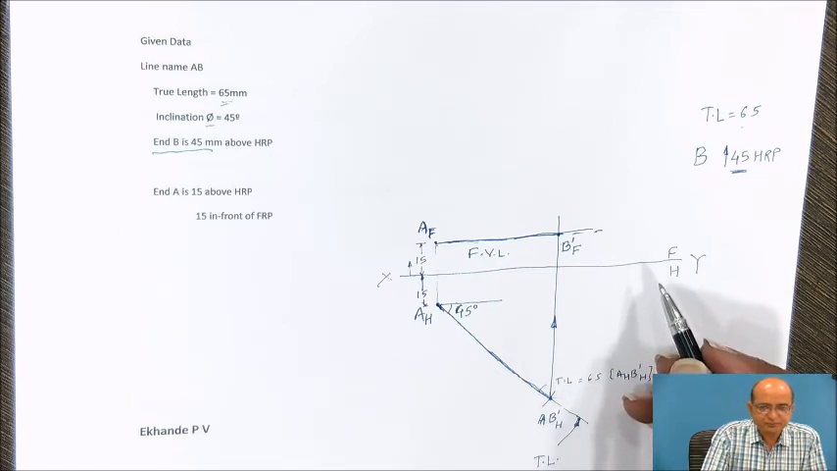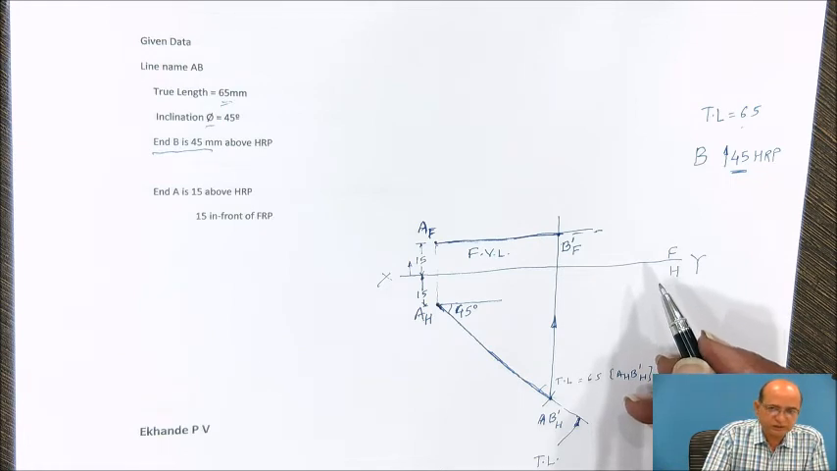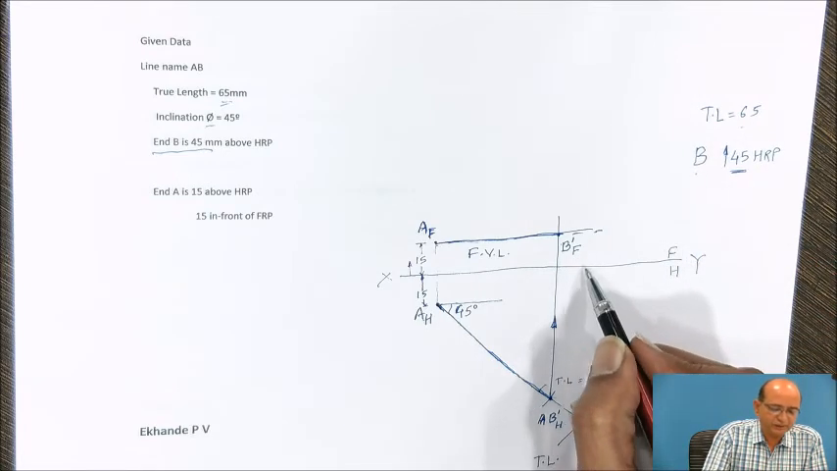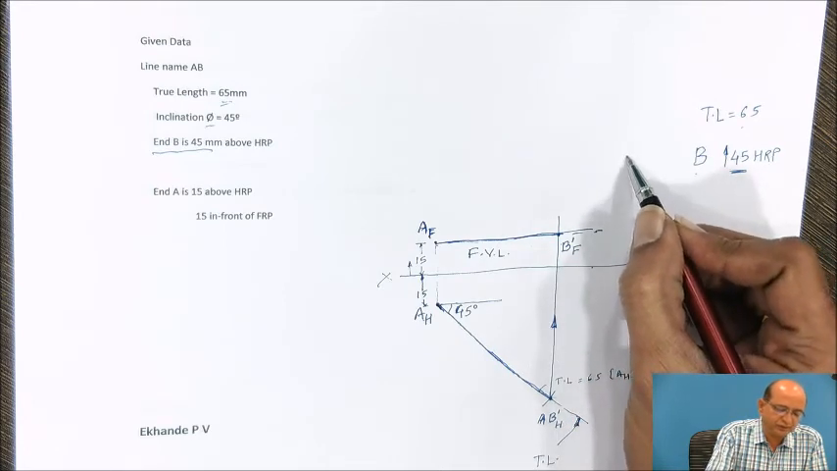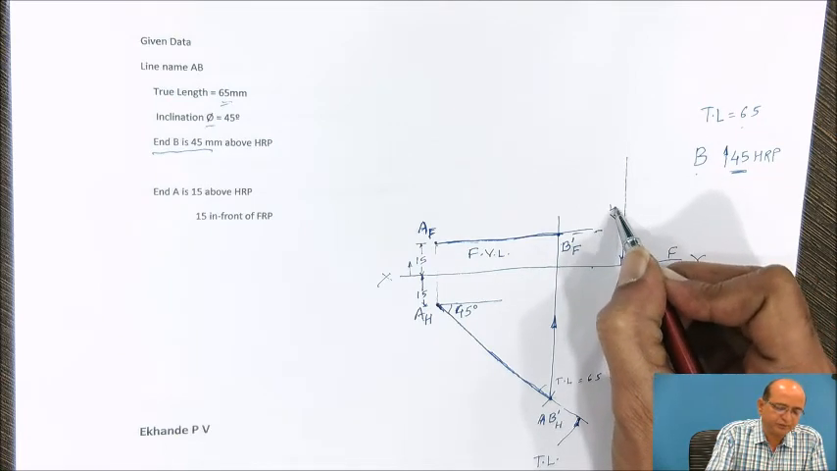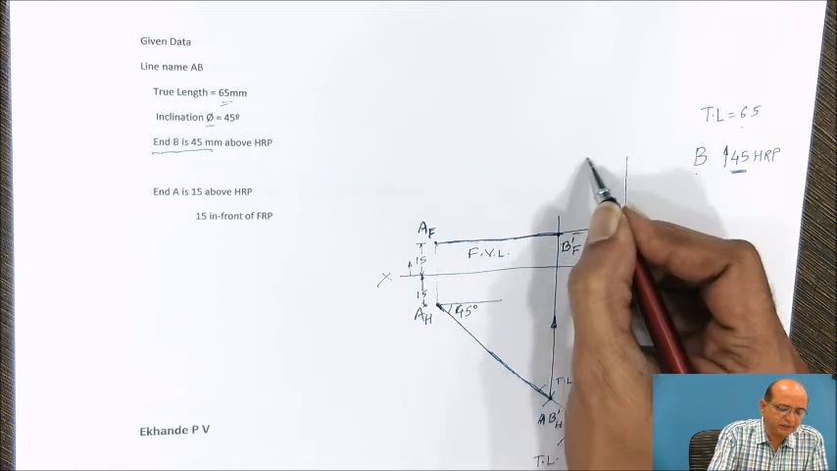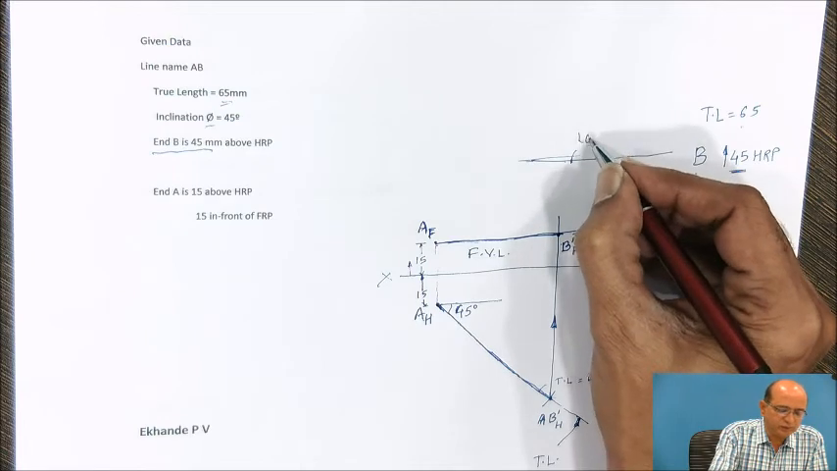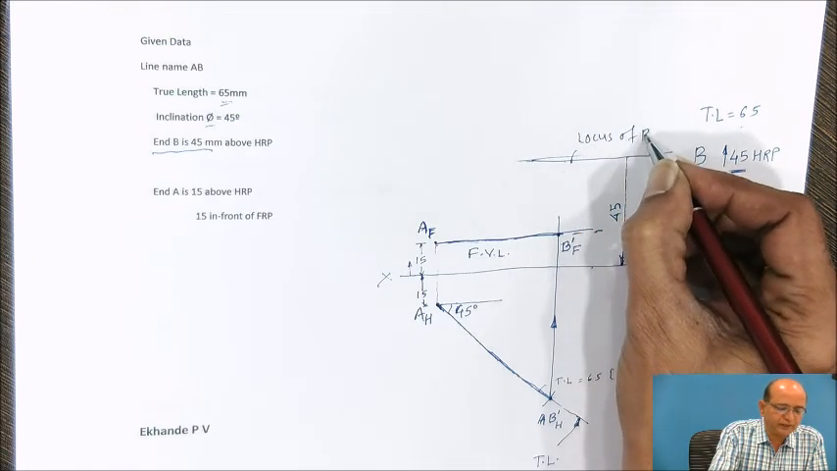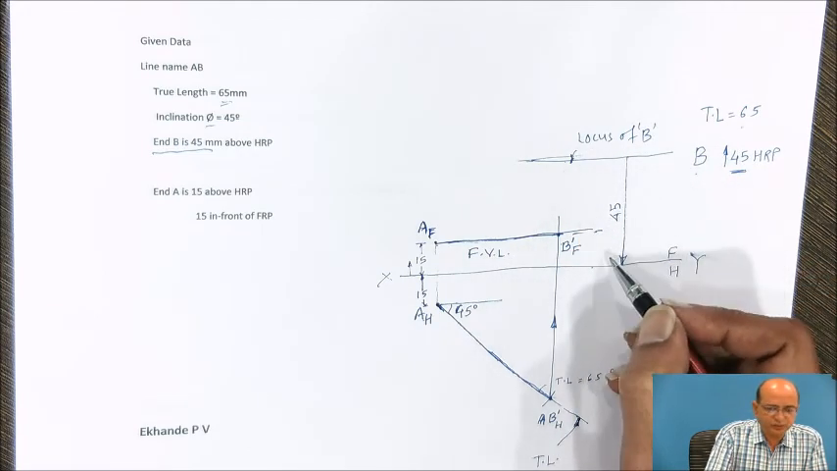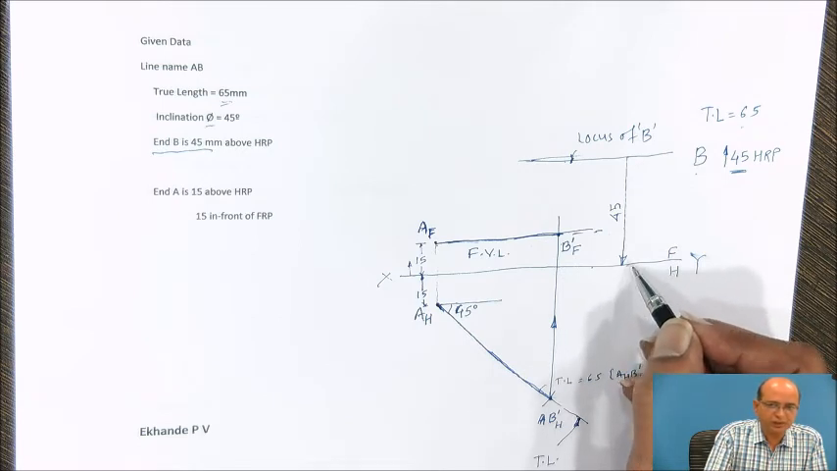So distance for B point is given as 45 millimeter and that is above HRP. Here we'll get the position of BF on the locus which is to be completed with respect to this B end, and for that purpose we will take the distance 45 millimeter from FH line. The distance of 45 millimeter is to be taken and the locus is to be completed. So this line is a locus of B end, which is completed at distance 45 millimeter above HRP.